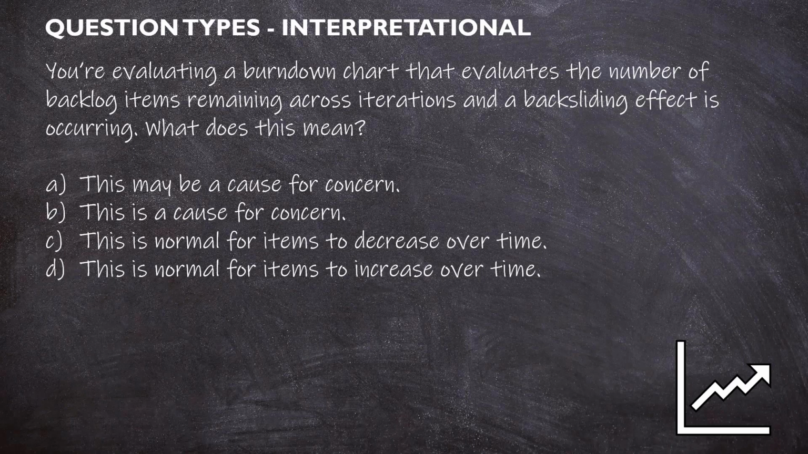We first need to know what backsliding means. Backsliding is when a burn-down chart shows an increase in whatever is being tracked over time. So C can be eliminated right away. Now, is it normal or not for the number of backlog items remaining to increase over time? Backlog items remaining typically decrease over time, so D can be eliminated.